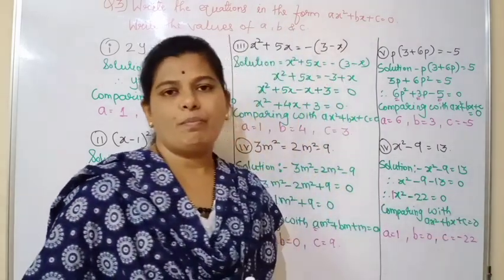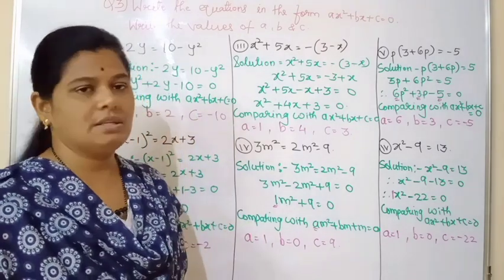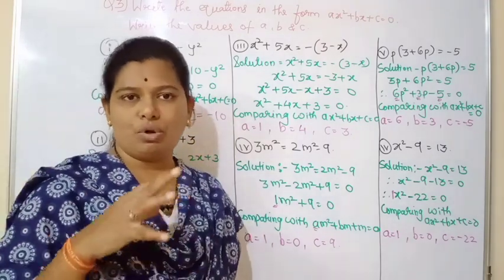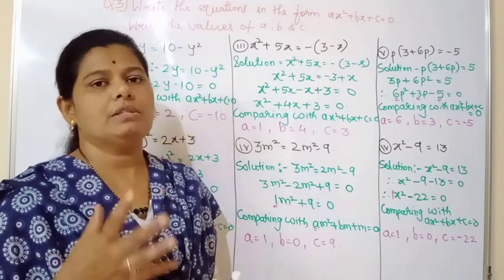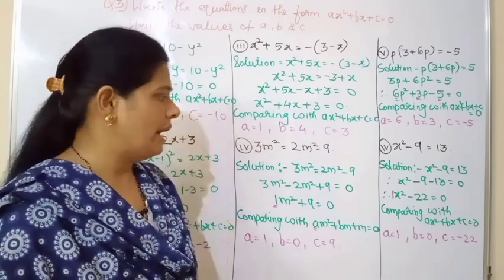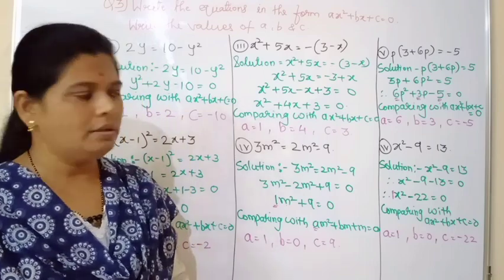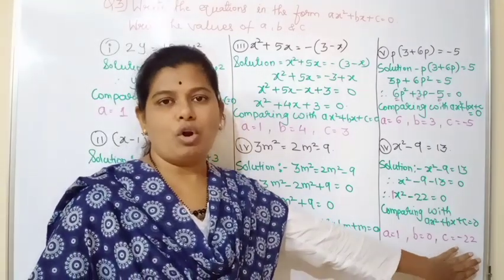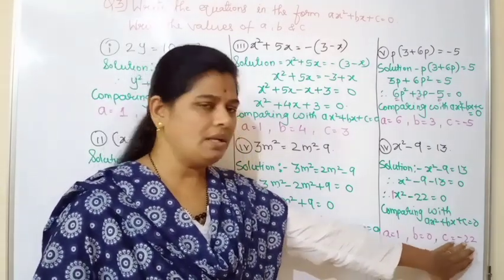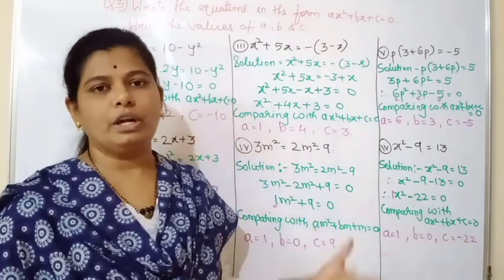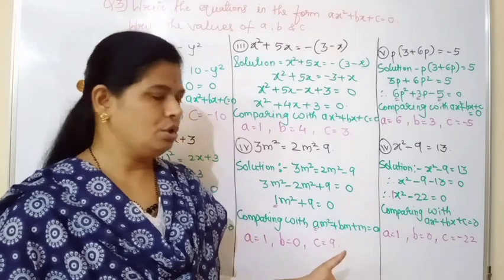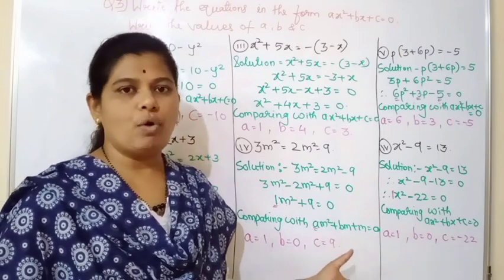So the most important part of this exercise is that while writing the values of a, b, c, don't forget to give the sign. Whenever there is a minus sign, you have to write the values along with the sign. If the minus sign is there, write minus 22. Most of the time students forget to write the minus sign. This should not happen. Take care of all these things.